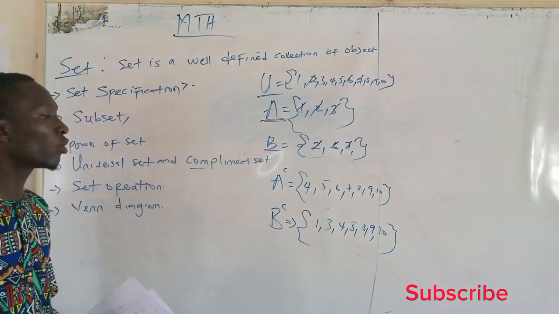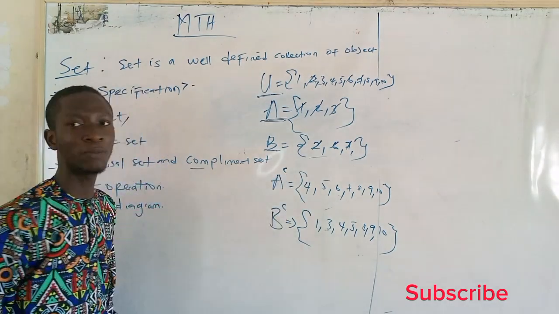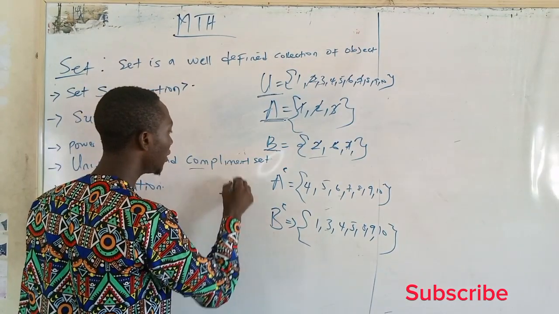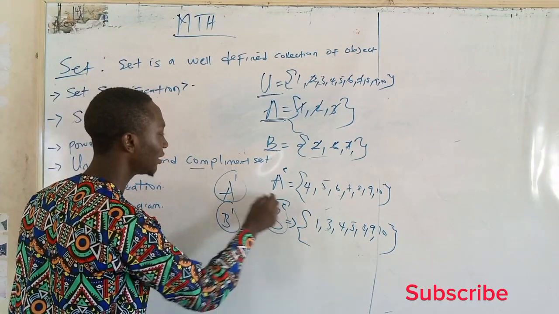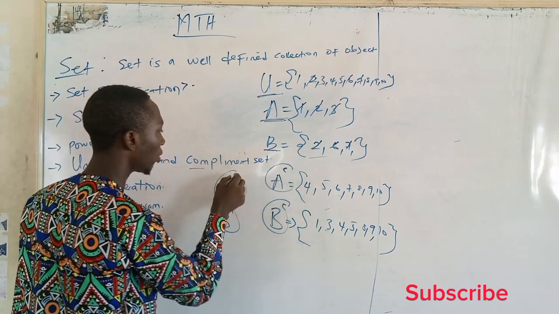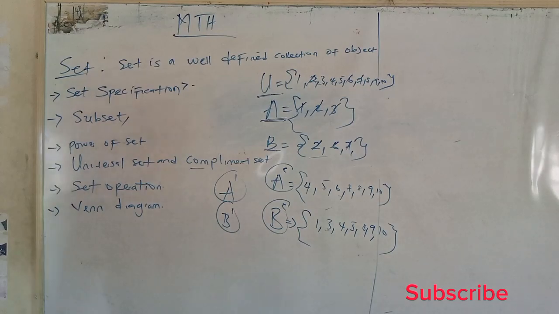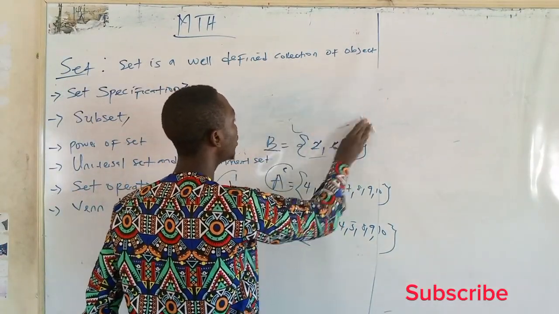So this is the complement of B. And see how we denote complement. You just write C on top of the set, or you can write A prime, B prime. This denotes complement. You either write it like this or like this. So that's that. Now the next part is set operations.